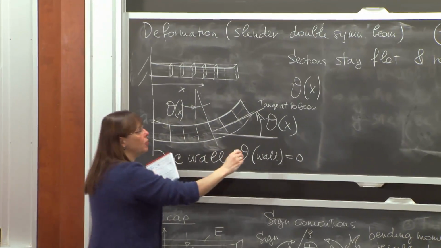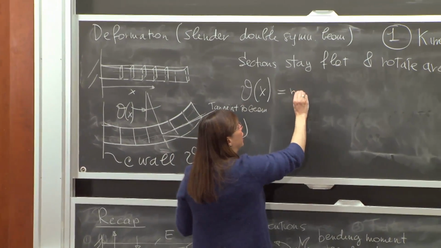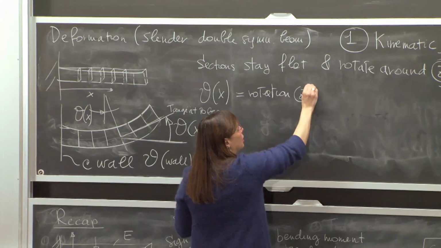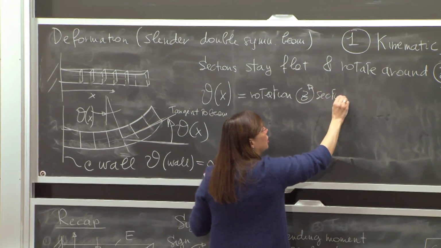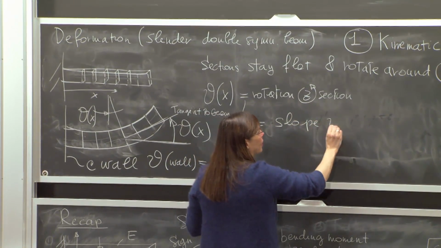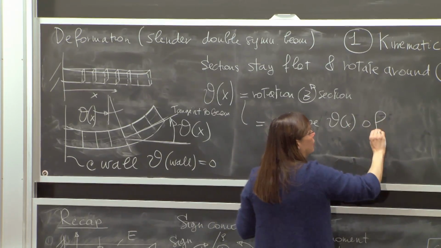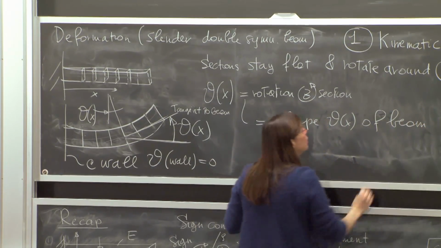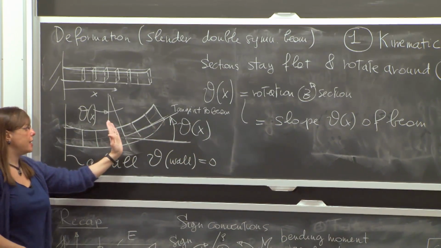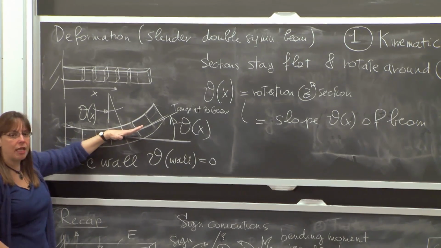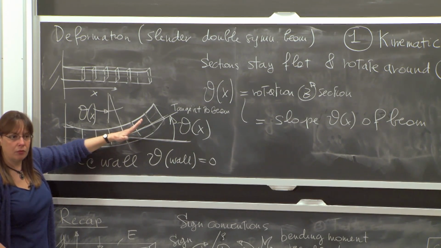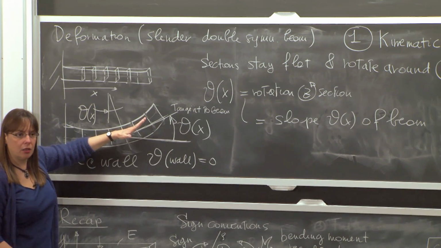So from geometry, we see that theta of x, which is the rotation in z of the section, is also equal to the slope of the beam. Okay, just from geometry. So the section rotates by theta of x, and that rotation is equal to the slope that the beam makes with the horizontal at that point. Just geometry. You see? We good?